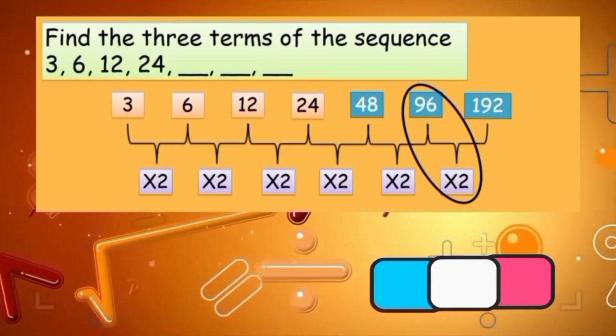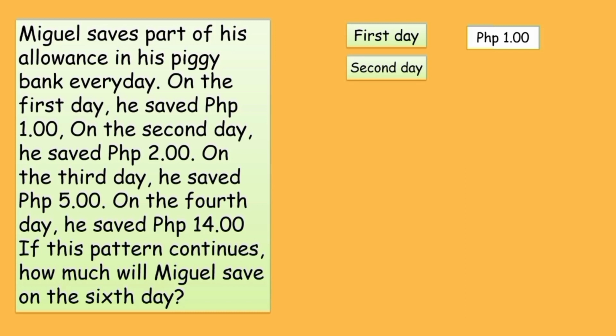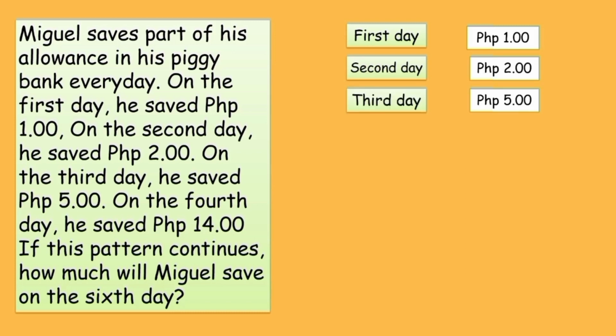Now, let's move on to the third example. Let us read the problem. Miguel saves part of his allowance in his piggy bank every day. On the first day, he saved 1 peso. On the second day, he saved 2 pesos. On the third day, he saved 5 pesos. On the fourth day, he saved 14 pesos. If this pattern continues, how much will Miguel save on the sixth day?